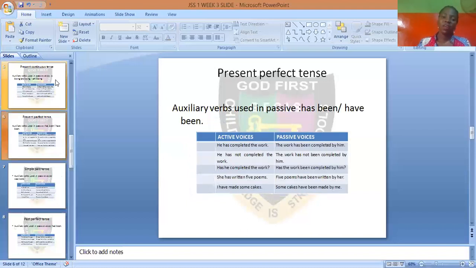Also, I talked about the present perfect tense. The auxiliary verbs used in the present perfect tense are has been and have been. He has completed the work. The work has been completed by him. He has not completed the work. The work has not been completed by him.